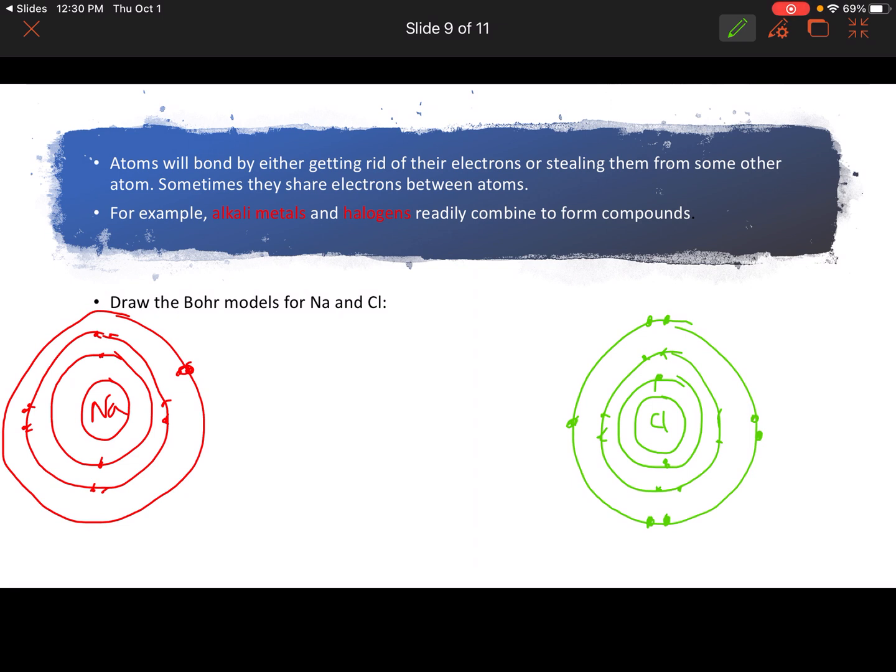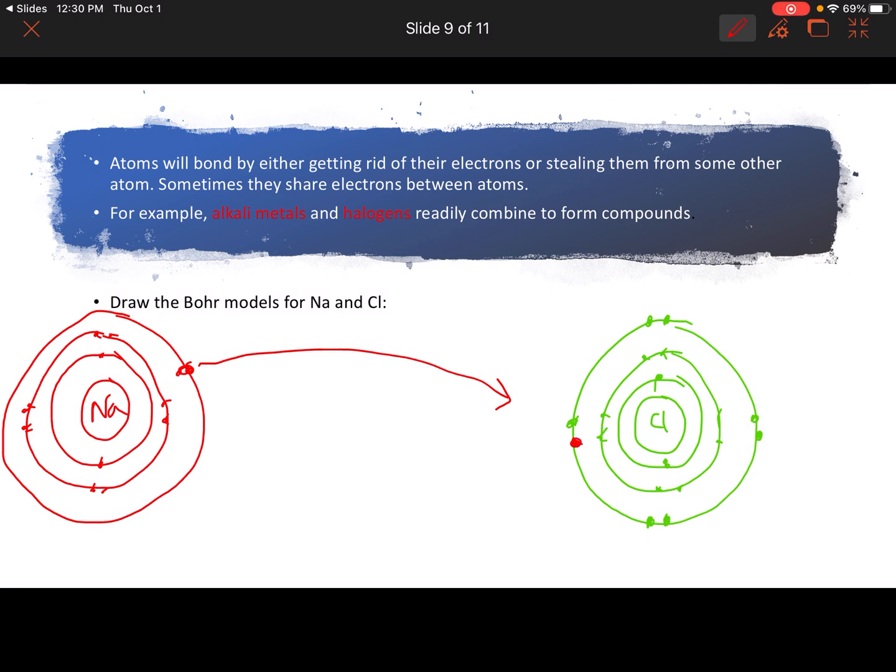Then we look at the chlorine. Chlorine has 7 valence. It wants 8. So it's got a choice. It can gain 1, right? It can try to steal 1, or it can get rid of 7. So what is chlorine going to choose? Yeah, it's going to choose to steal 1. So what we're going to see happen is this electron is going to be given to the chlorine.